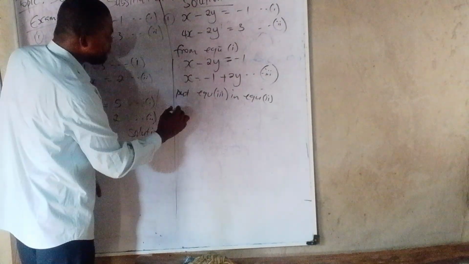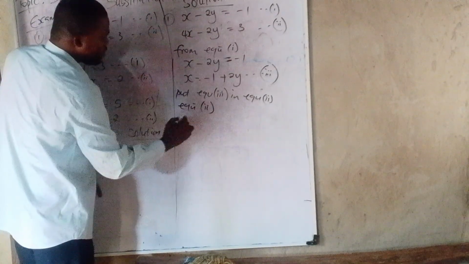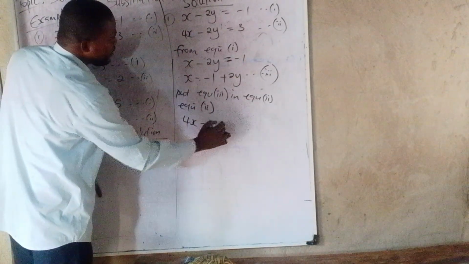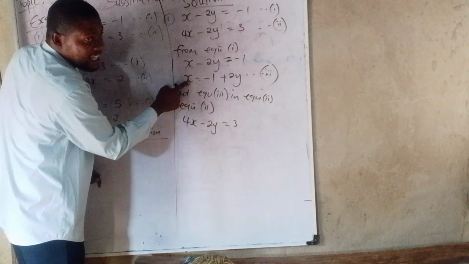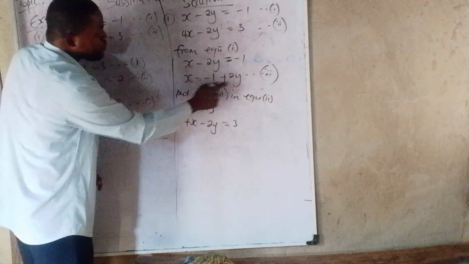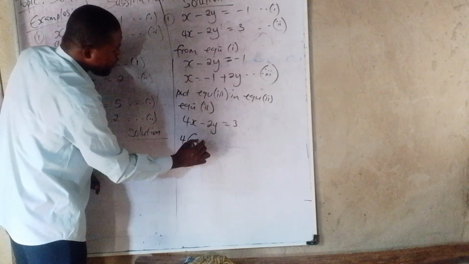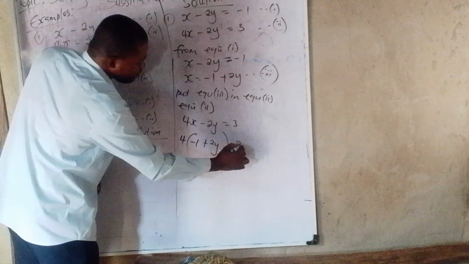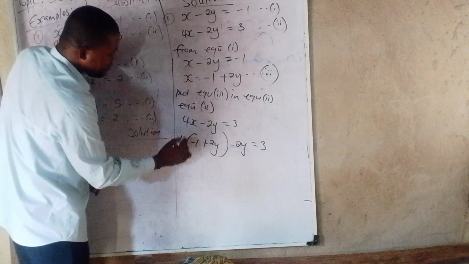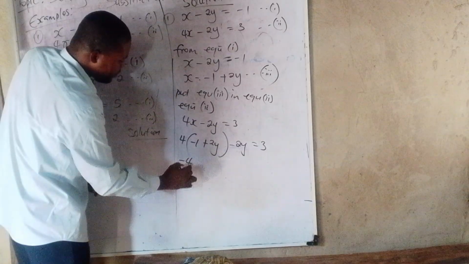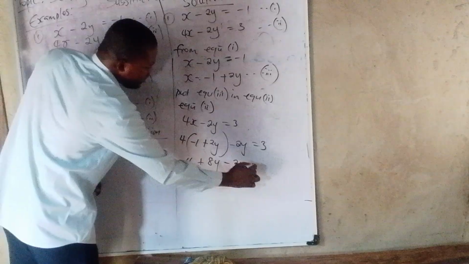What will I do? I will bring equation 2, sorry. It will now be 4x minus 2y equal to 3. Then let me put equation 3 in equation 2. Remember, anywhere I see x, I will remove x and put minus 1 plus 2y. Let me start. 4 into, there's x here now, I will remove x and put minus 1 plus 2y, minus 2y equal to 3. If I do this now, I will then get 4 times minus 1, I have minus 4, plus 4 times 2y is 8y, minus 2y equal to 3.